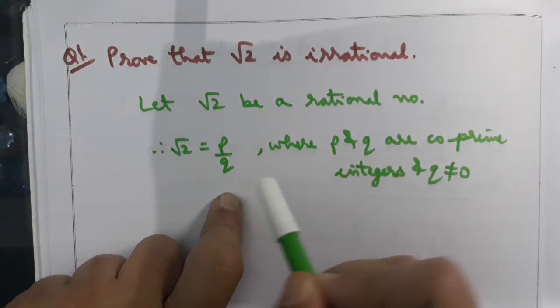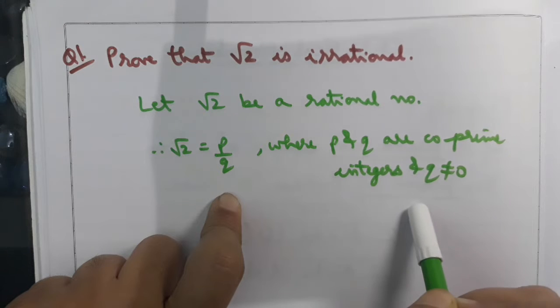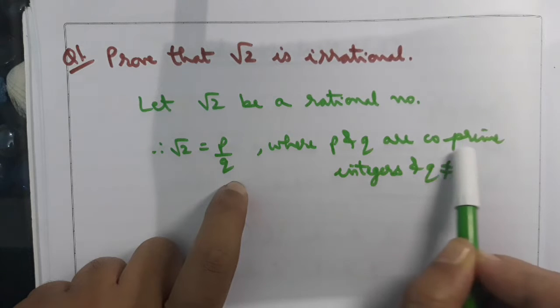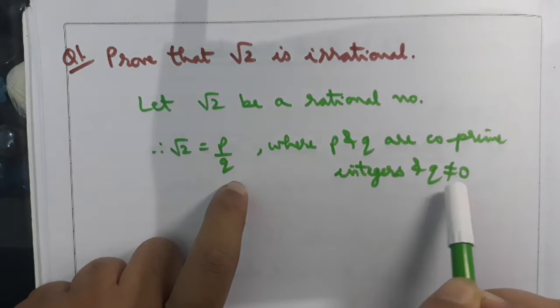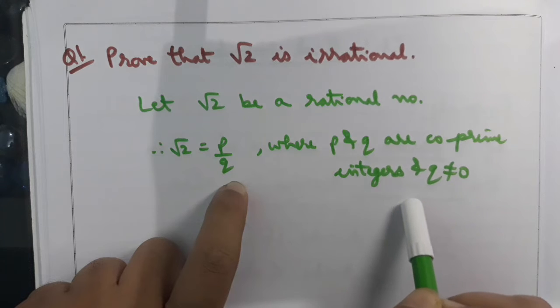p by q, where p and q are co-prime integers and the denominator q should not be equal to 0. It is very important to write down this condition also. If you do not write down this condition, half mark would be deducted according to the marking scheme.